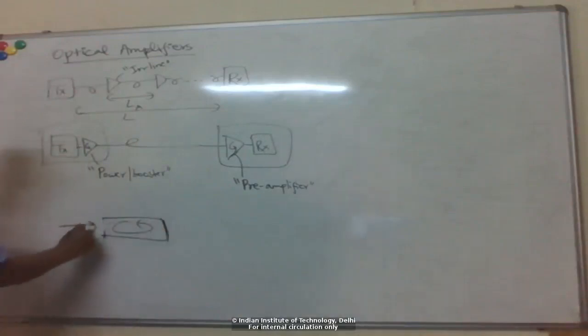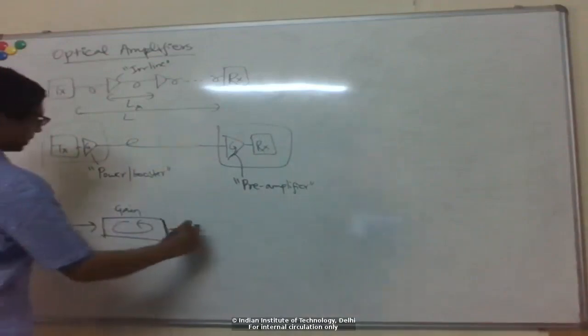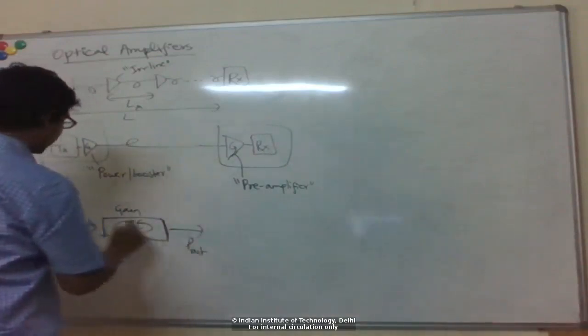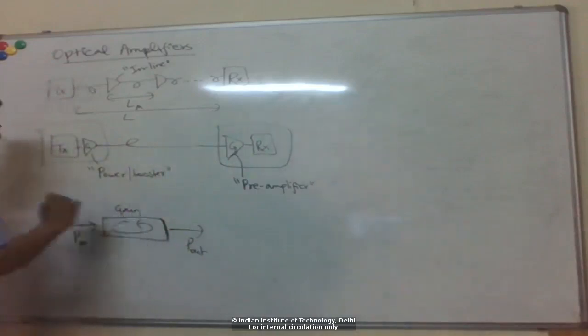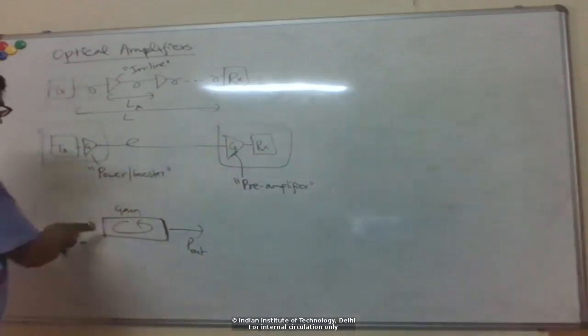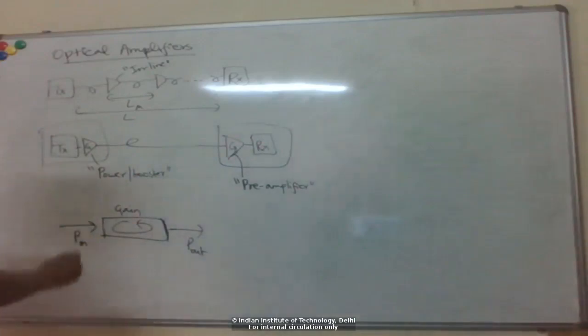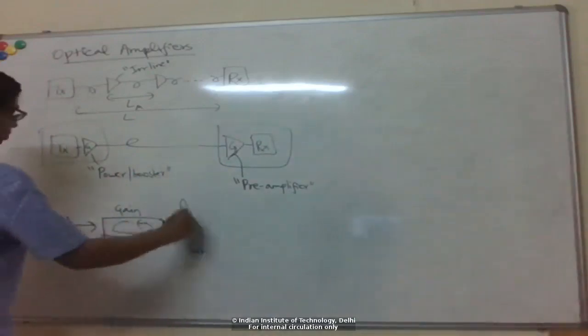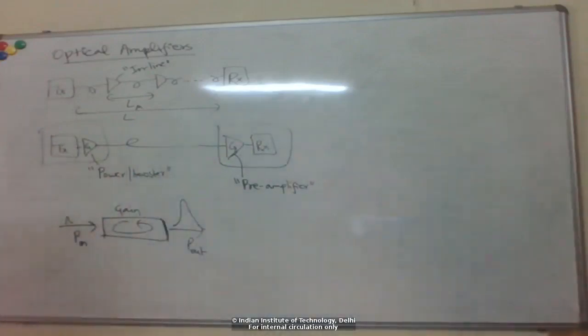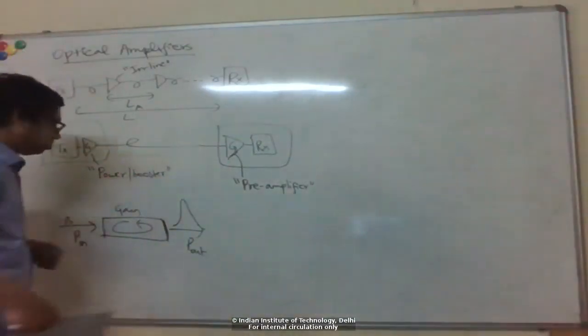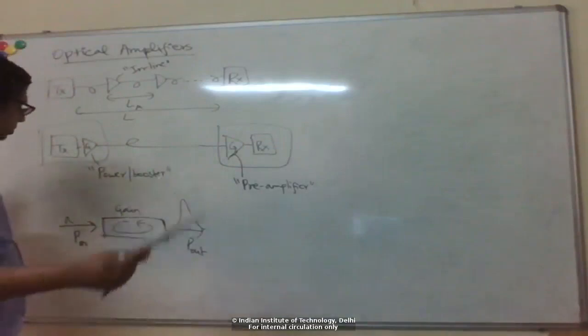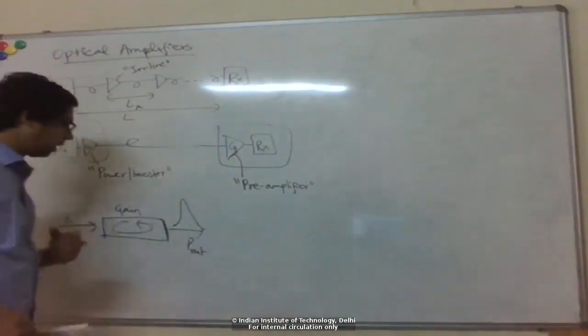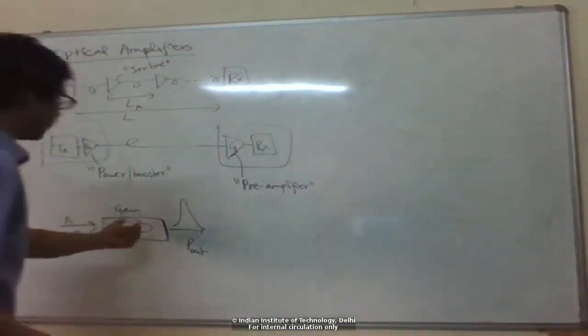So I'm sending optical power in, then there is gain happening within this medium, and then I'm getting optical power out. There is no cavity, and there is no circulation of the light. You just amplify the optical signal. Okay, so you can think of it as a laser without a cavity, right? Or just as a gain medium.